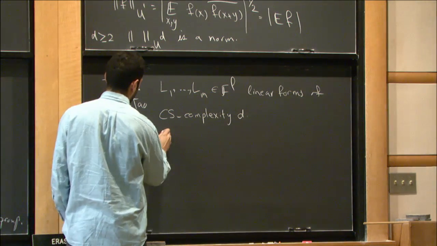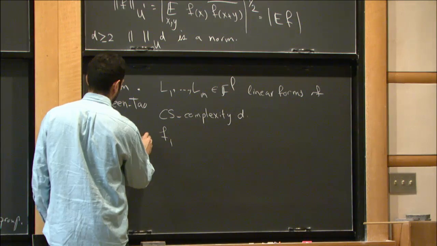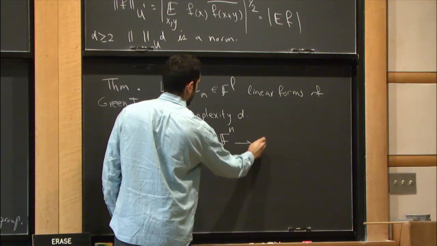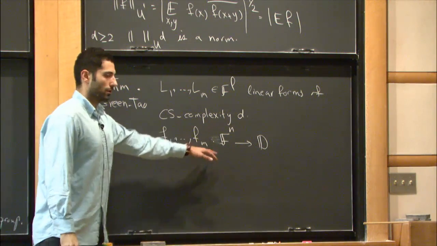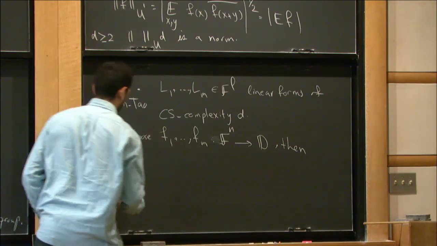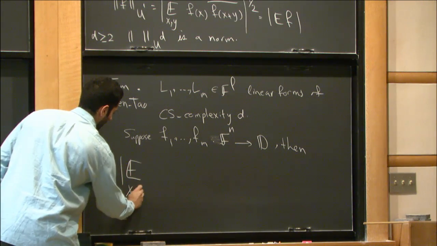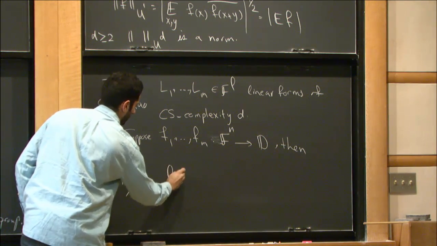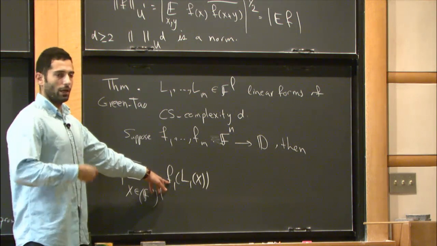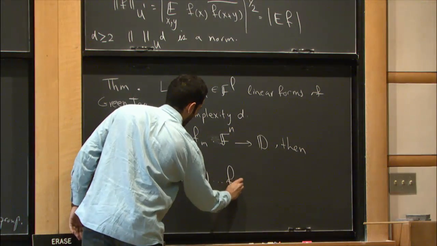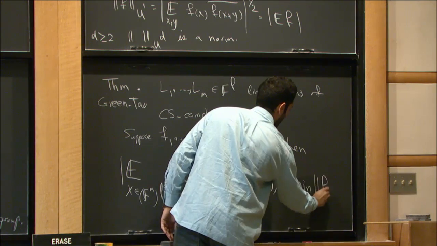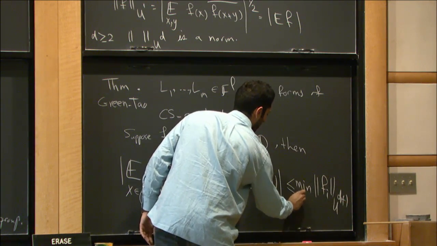So if I give you any set of functions f1, ..., fm that are bounded-value complex-valued functions over F^n, then the following is true: if I pick a vector x from (F^n)^l, and I apply my function fi to the linear form Li, this is bounded by the minimum of the U^(d+1) norms of fi.